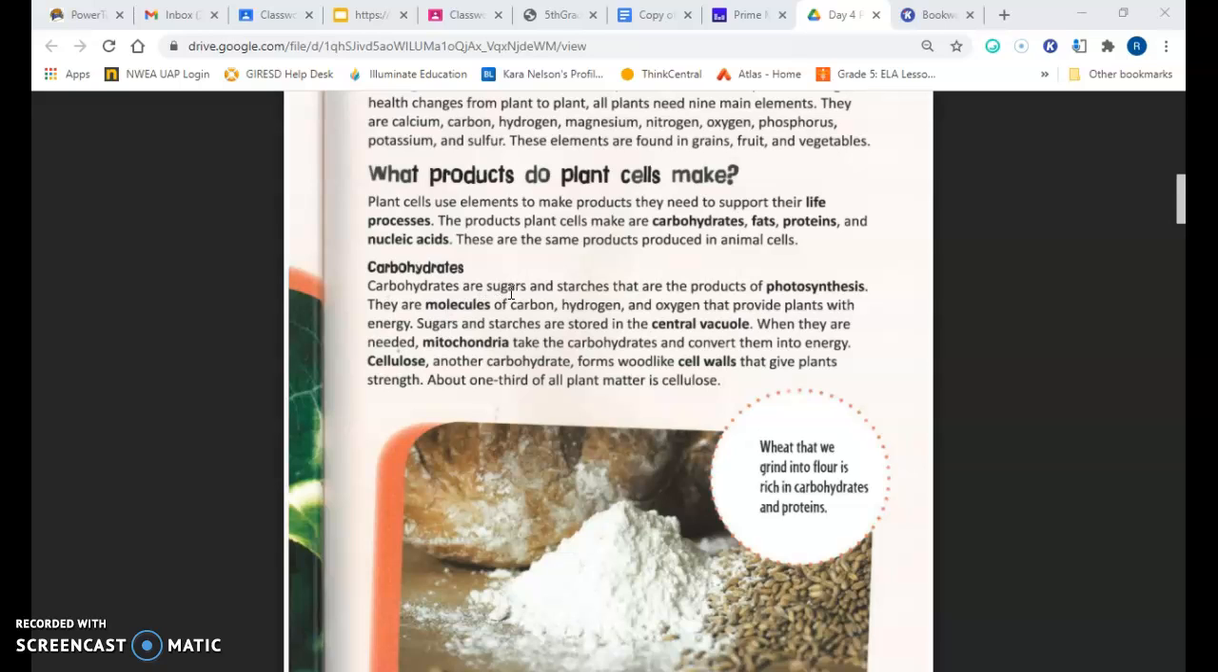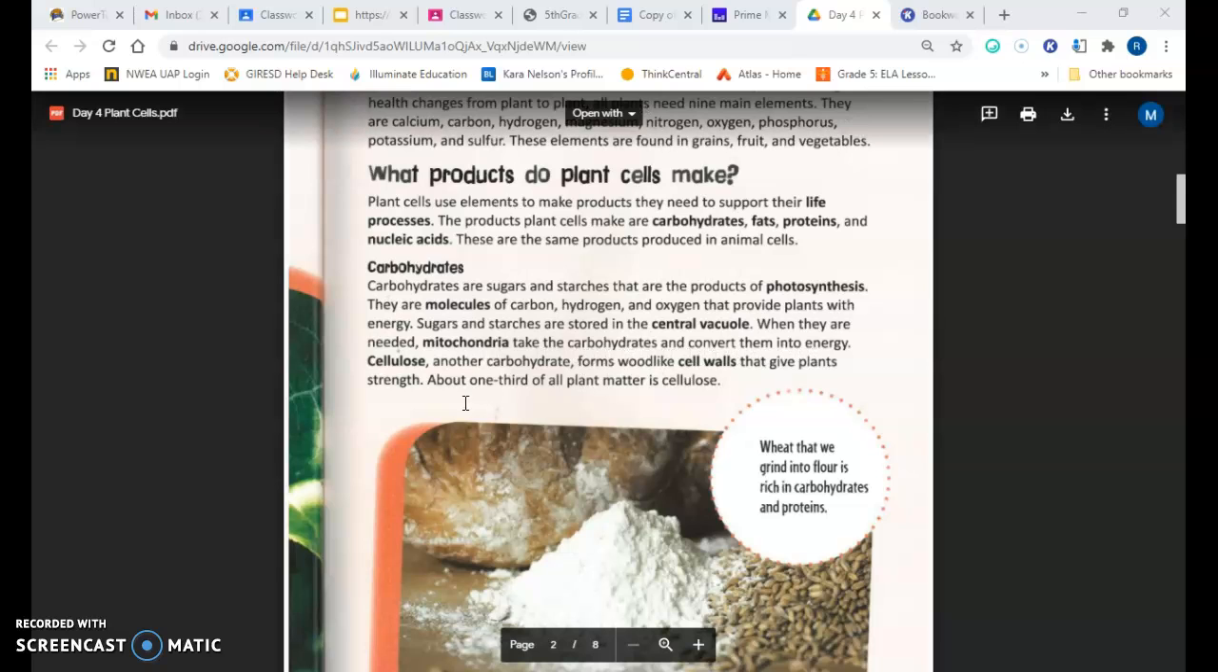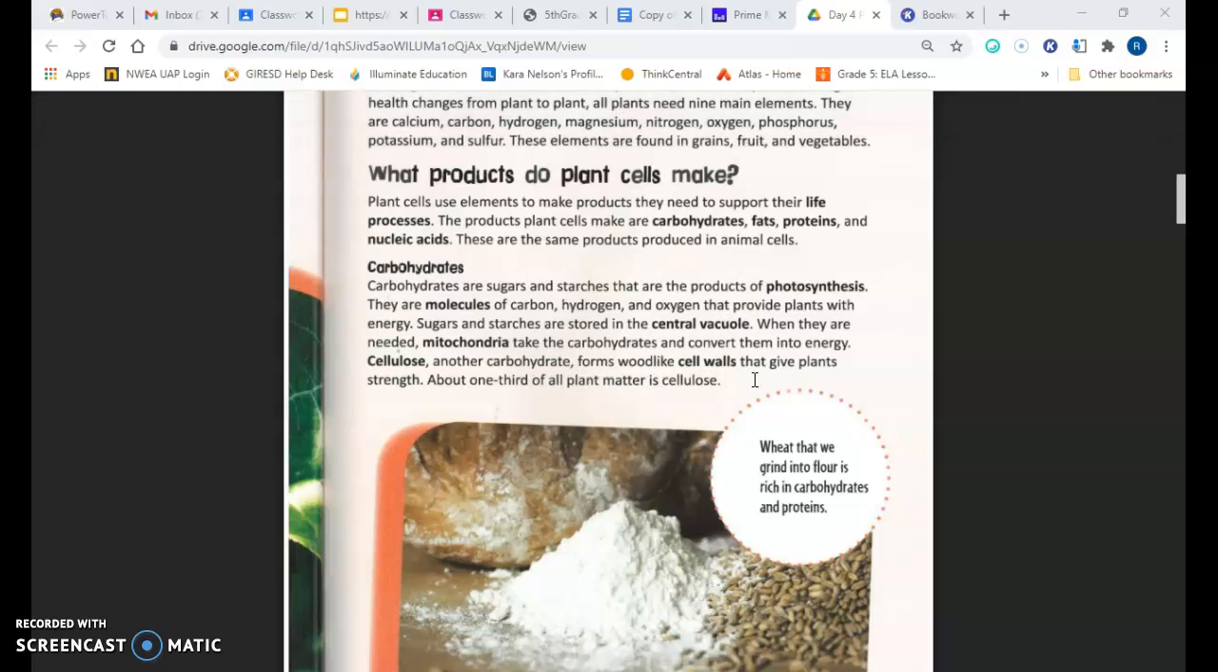Carbohydrates. Carbohydrates are sugars and starches that are the products of photosynthesis. They are molecules of carbon, hydrogen, and oxygen that provide plants with energy. Sugars and starches are stored in the central vacuole. When they are needed, mitochondria take the carbohydrates and convert them into energy. Cellulose, another carbohydrate, forms wood-like cell walls that give plants strength. About 1/3 of all plant matter is cellulose.